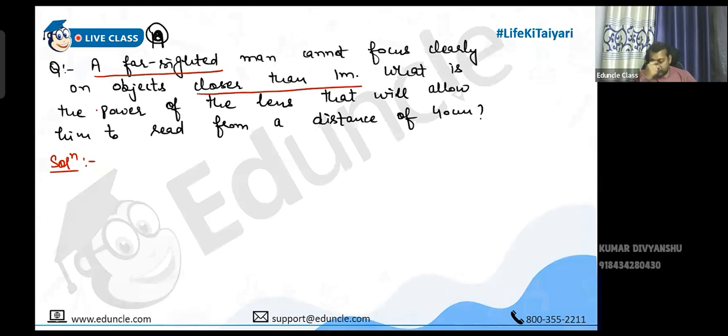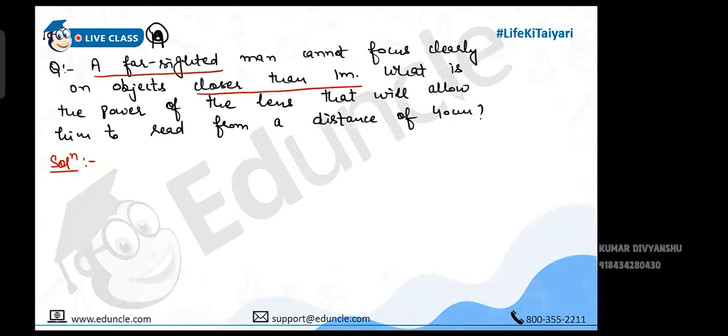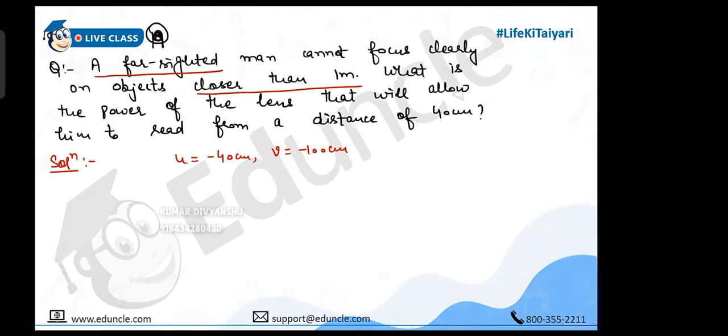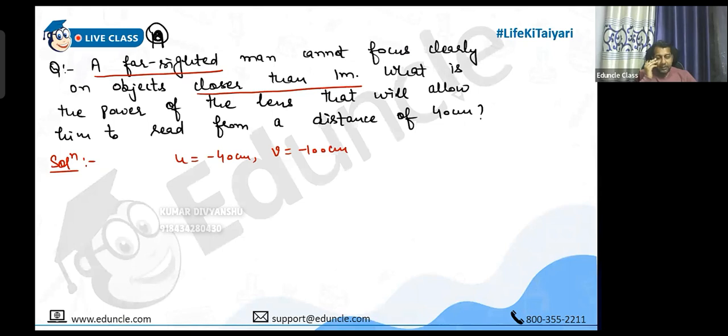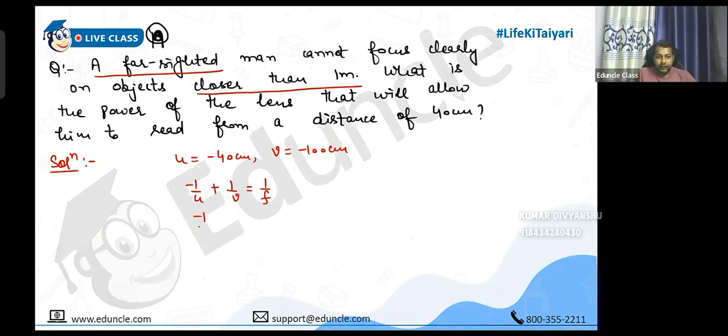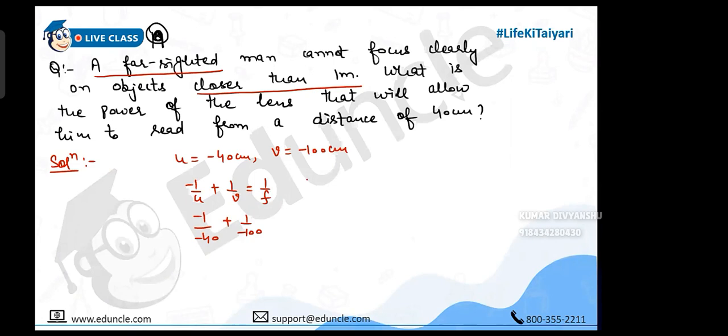Means the near point is problematic, na? Yes sir. So what is U? Minus 40. V is minus 100. Na? Near point is 1 meter for this person, na? But he wants to become able to read from a distance of 40 centimeter. Means that is U. And now we have to find the focal length or the power of the lens that is required for this purpose. So focal length nikal ke you can find the power. Na? Sir, 1.5 diopter. Yes.